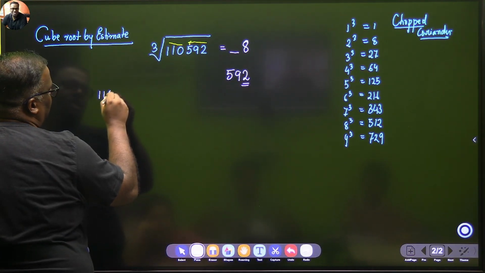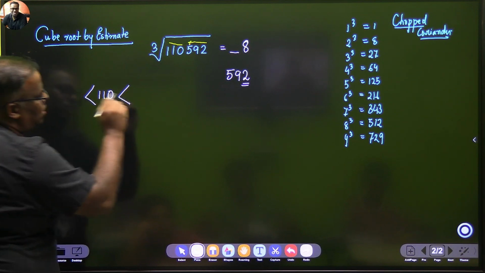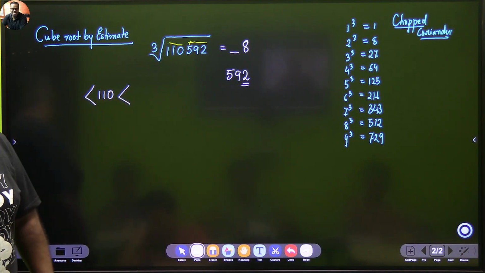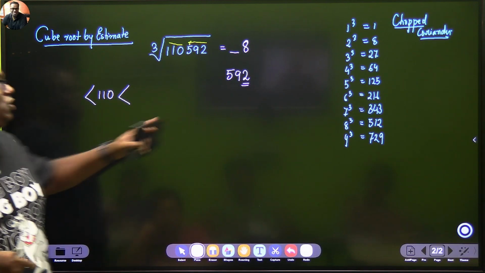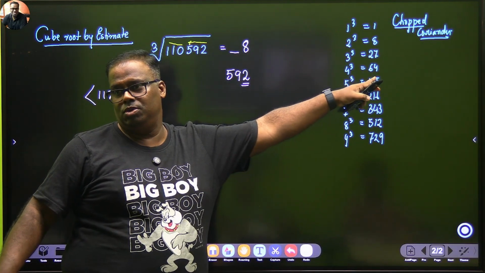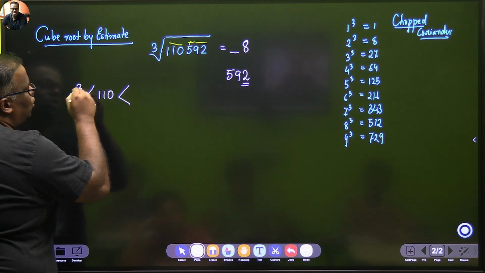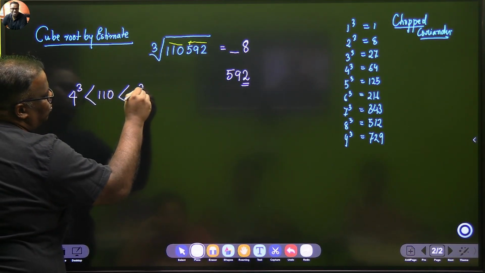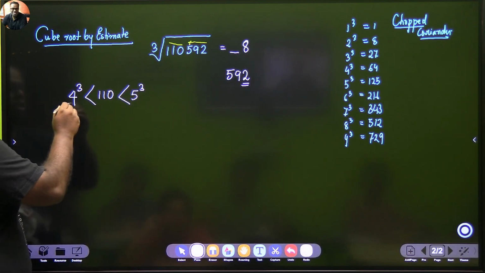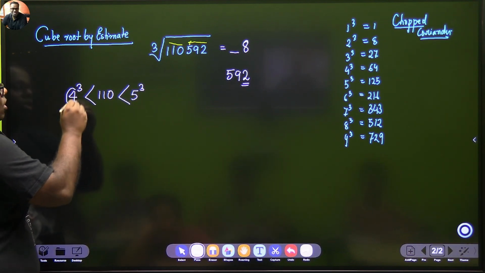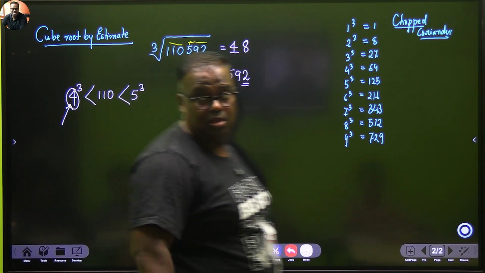Now you are left with the other part, 110. In this you just need to check between the cubes of which two numbers it lies. If you take 5, 5 cube is 125. So 110 should lie between 64 and 125. I'll write it as 4 cube and 5 cube. Which is the smaller number? 4 cube is the smaller number. So we just take the 4 and put the 4 out here. That's the cube root.